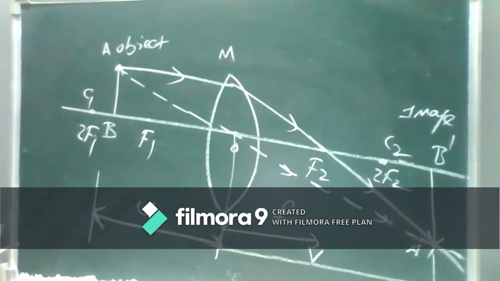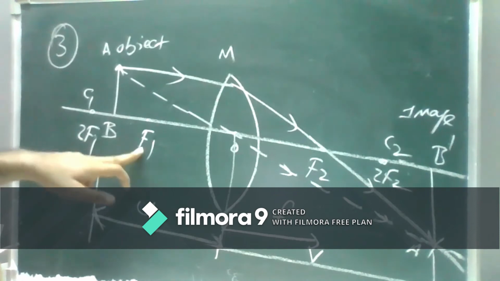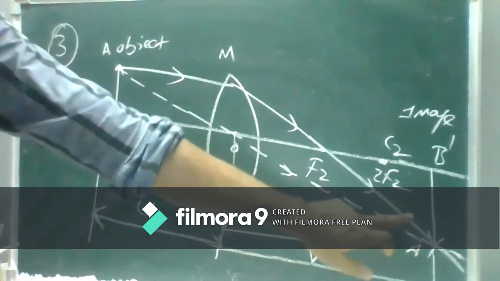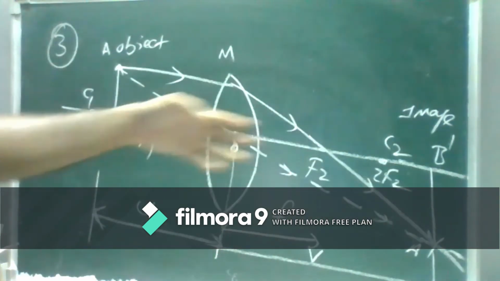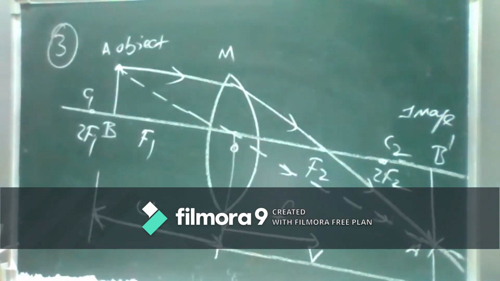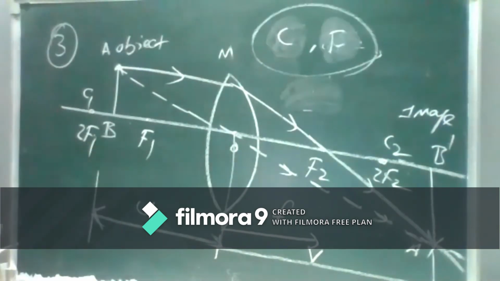This is the ray diagram for the third case. Object position is between F1 and 2F1. Image position is beyond 2F2. The nature and size: it is enlarged, real and inverted. Note this down.